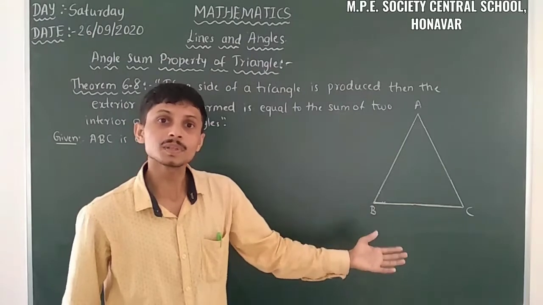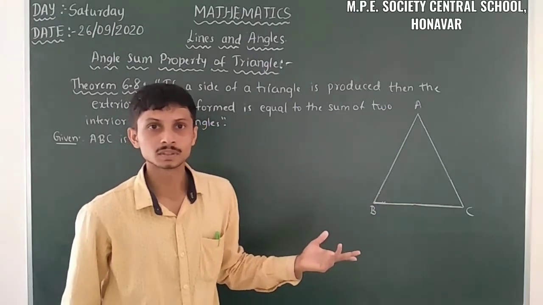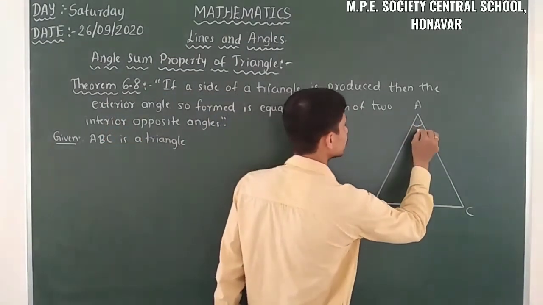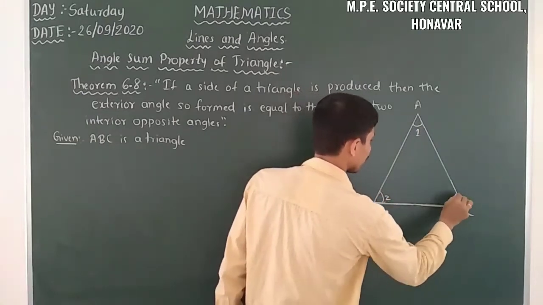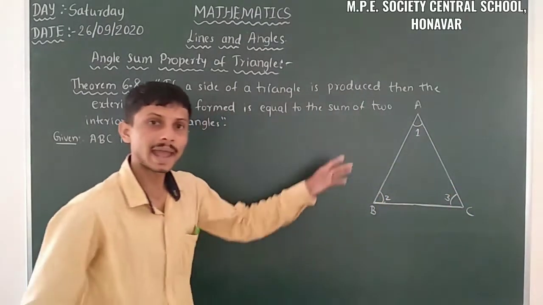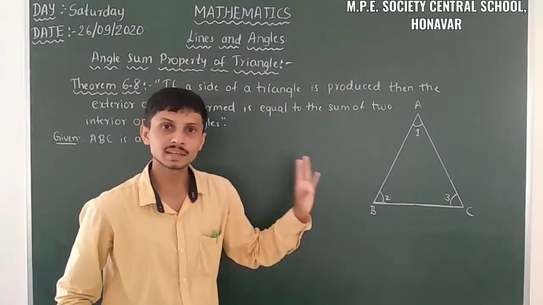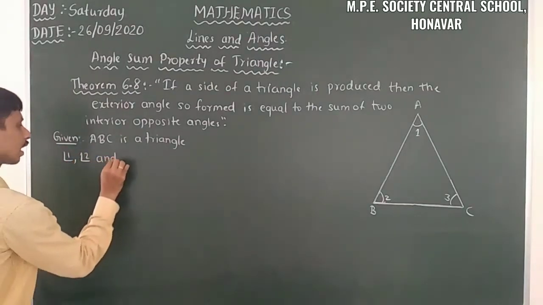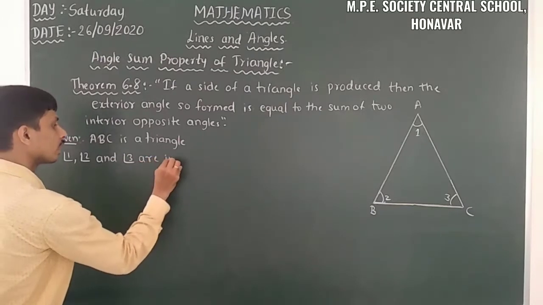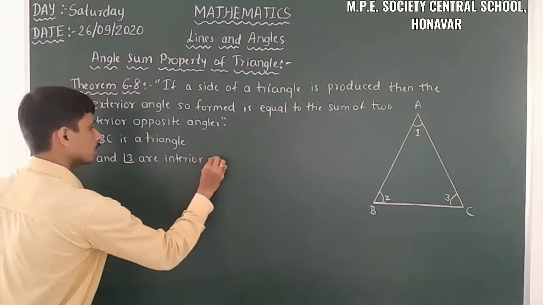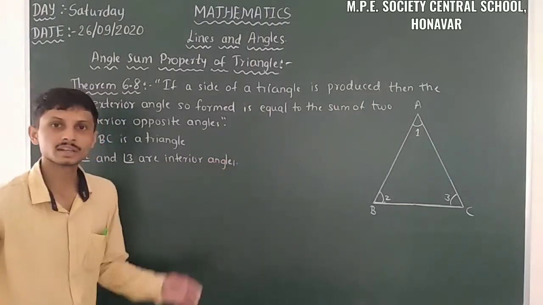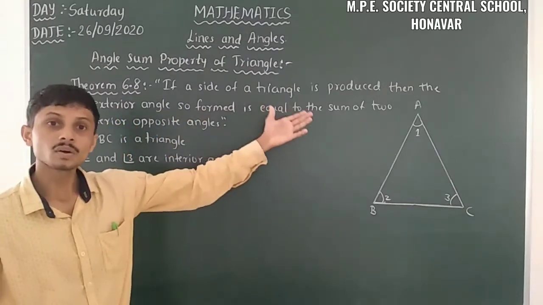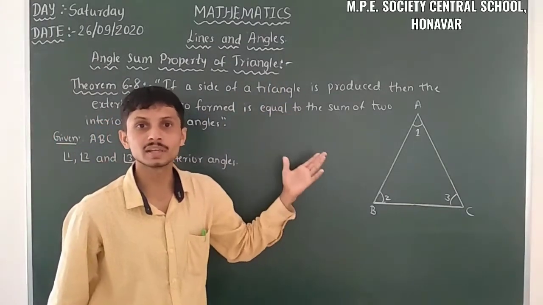So one side of the triangle we have to produce here. So firstly we have to take all the interior angles here. So what are the interior angles? Here I will take 1, here I will take 2 and here I will take 3. That is, angle 1, angle 2 and angle 3 are the interior angles here. So here it is the given terms. So what we have to do here? One of the sides of the triangle we have to produce here.